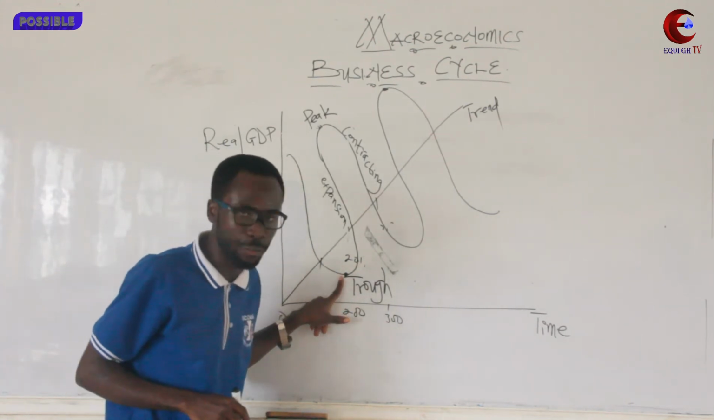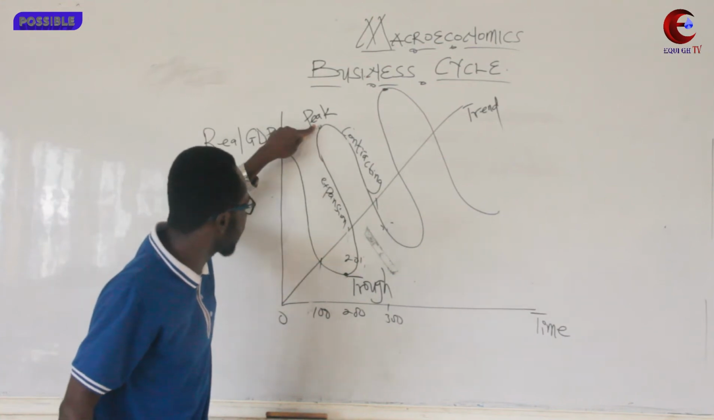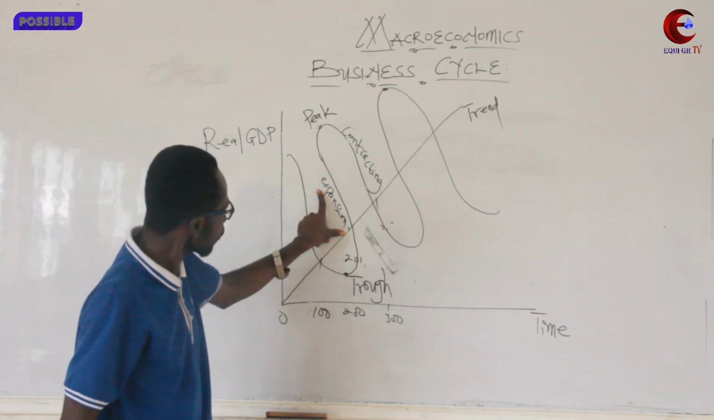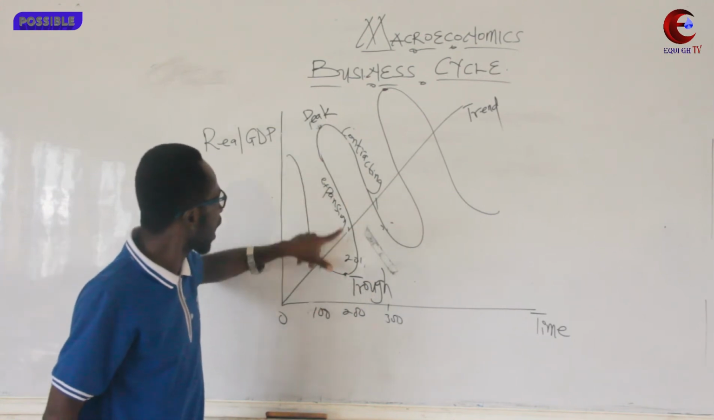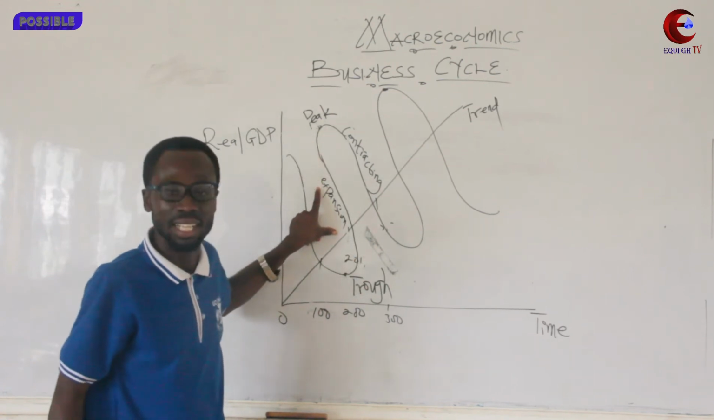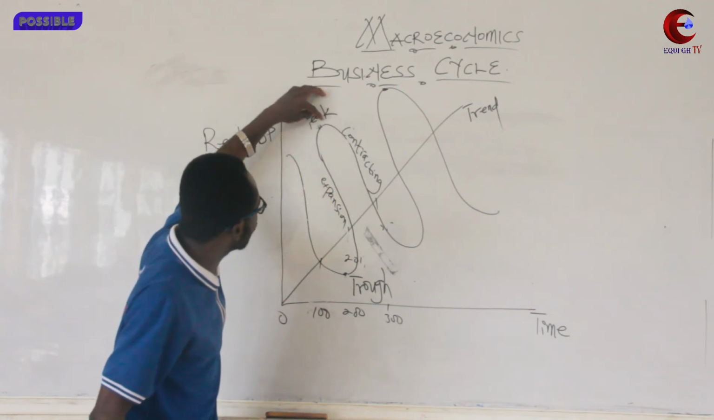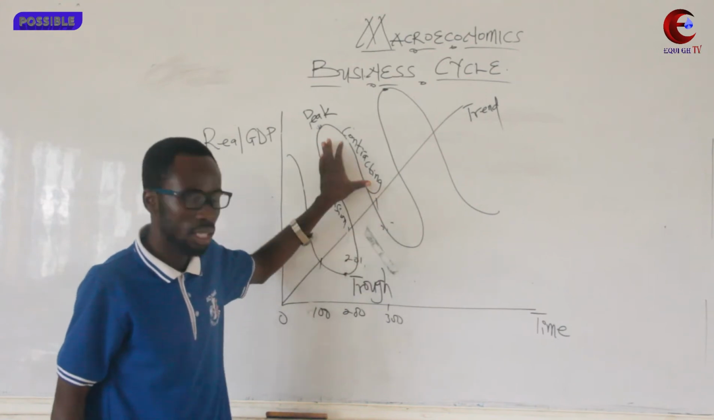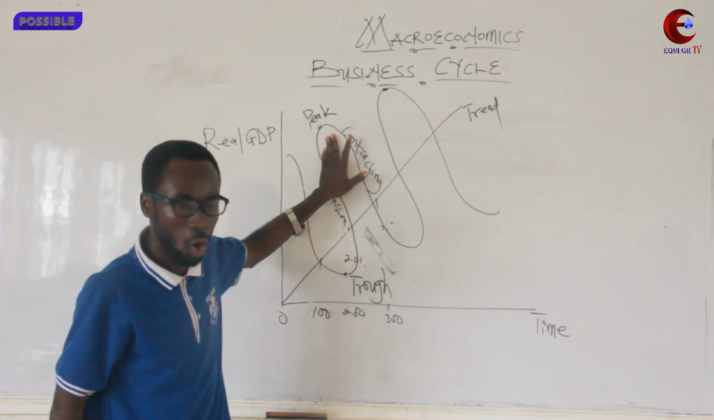From trough, in between trough and peak, that is the period of expansion. In between trough and peak, if the economy is rising, if the line is rising, we are saying that is what? Expansion. And then in between peak and trough, if the economy is descending, we are saying that is called contraction or recession.